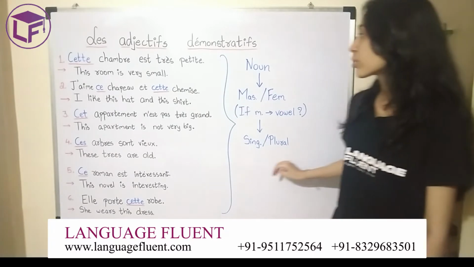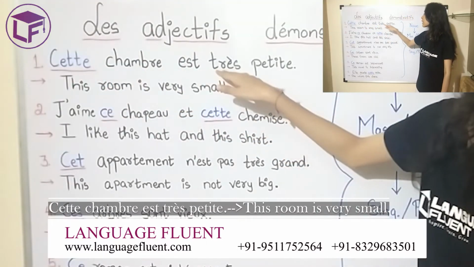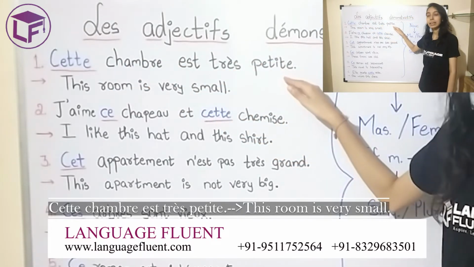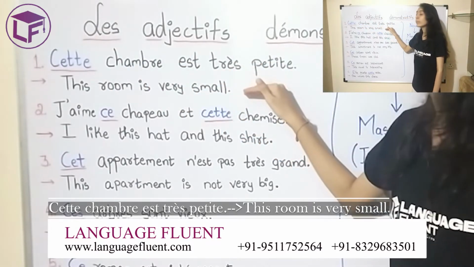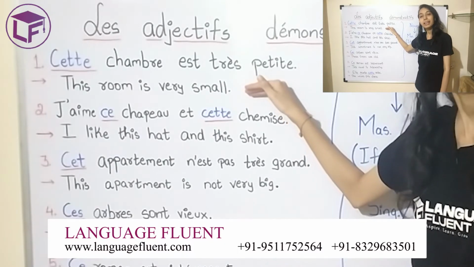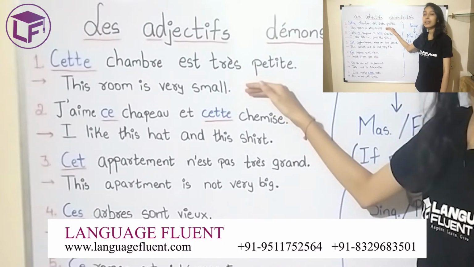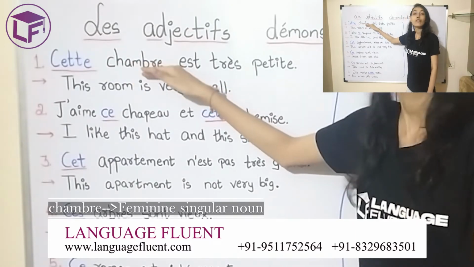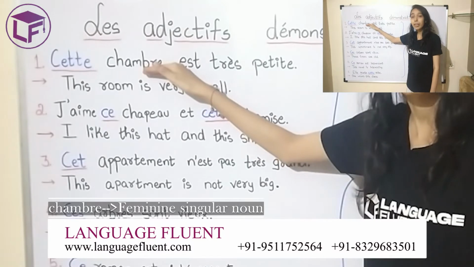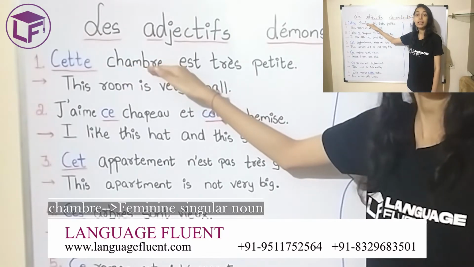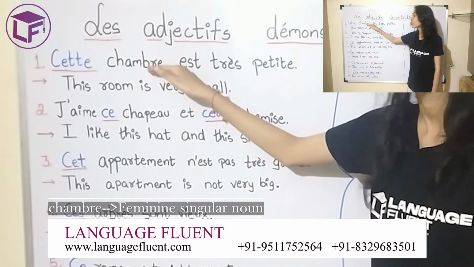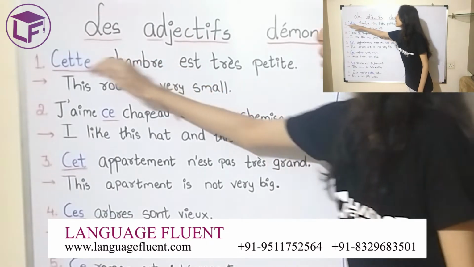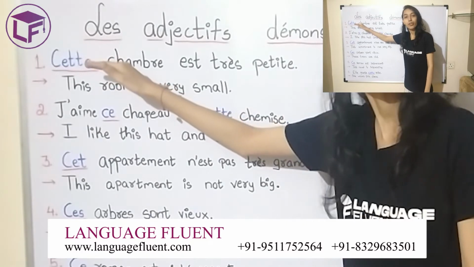So, the first one is "Cette chambre est très petite", which means this room is very small in English. Here, noun is chambre. What is the gender? Chambre is a feminine noun. What is the number? Chambre here is a singular noun. So it becomes feminine singular noun. So we write C-E-T-T-E, cette, over here.